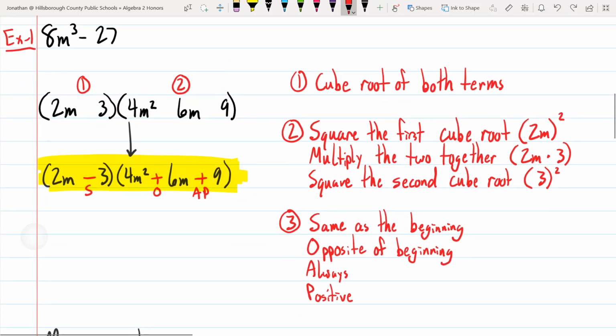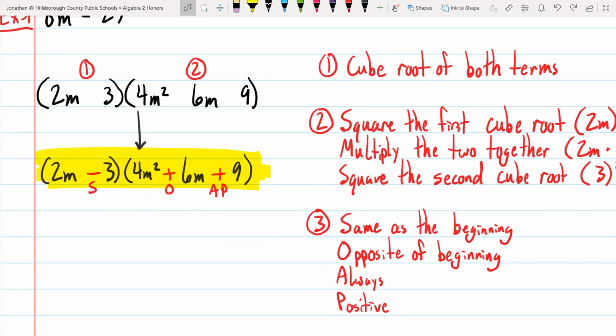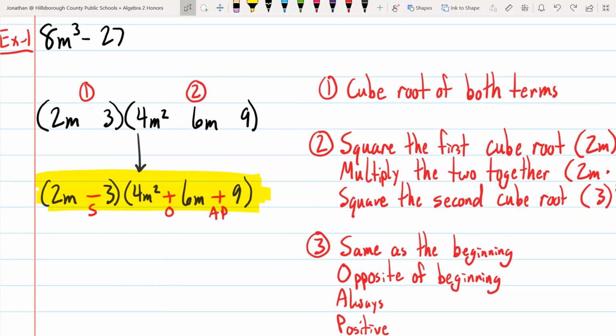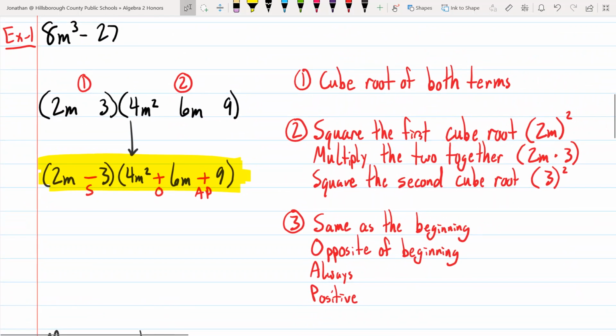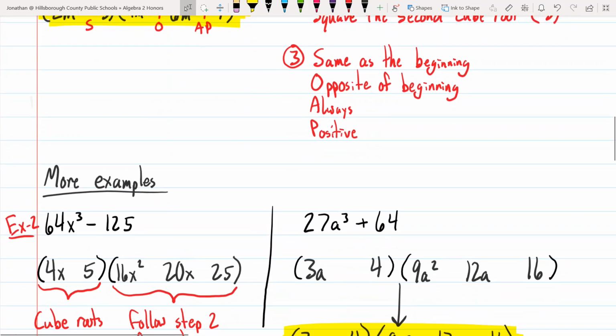Now let's talk symbols. I put an abbreviation here, SOAP. SOAP stands for same as the beginning, opposite of the beginning, so plus in this case, and this third one will always be positive. The SOAP, SOAP. That is how you remember your symbols for this. I believe I have another example down here, but yes, these are the 3 steps you follow. And this is how you factor sum and difference of 2 perfect cubes. So let's go into more examples.